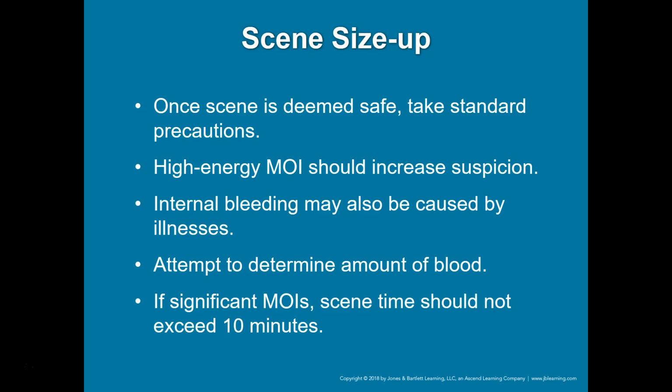Okay, so going into the scene size up, got to make sure the scene's safe. Understanding the significance of the mechanism of injury is extremely important. Always keep in mind that internal bleeding may also be caused by illnesses. You could have a person that's got an aneurysm that gets in a little car wreck. Well, that could be significant enough to kill them. It's important for you to understand that a good assessment and a high index of suspicion is very important to be able to cover any possible injury to a patient.